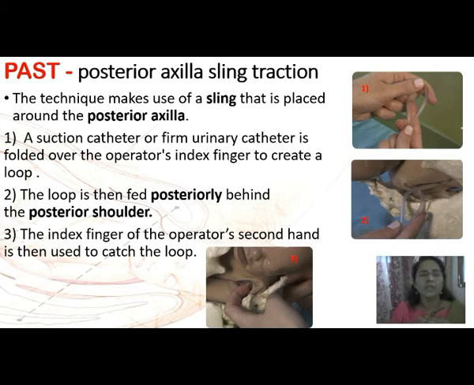Then, if this is the shoulder, we introduce the loop posteriorly, behind the posterior shoulder. You can see from the second picture, the loop is introduced behind the posterior shoulder. The index finger of the operator's second hand is used to catch it. Then with the next finger of the other hand we catch the loop, and take the loop out.